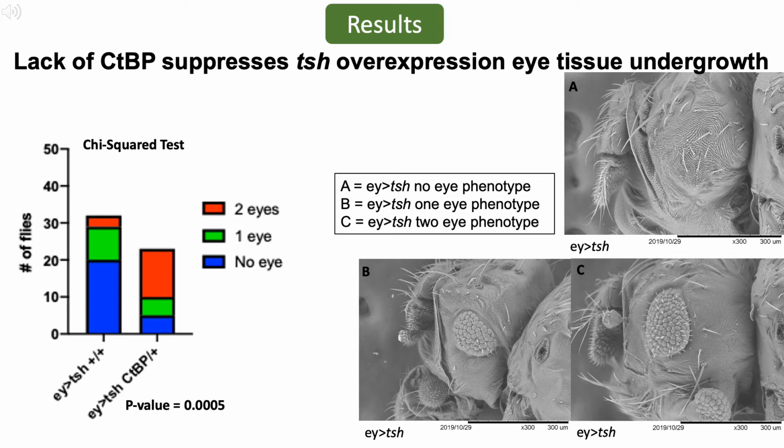We see a pretty significant number, almost around 20, of flies that have no eye. However, when we look at the eyeless t-shirt CtBP flies, so overexpressed t-shirt and depleted CtBP, we see that the number of no eyes is decreased significantly, so much so that the p-value is equal to 0.0005. This shows that the difference is statistically significant and lower than in the t-shirt overexpressed flies alone. We can also see that the 2-eye phenotype grows as well, so we see almost an inverse relationship.